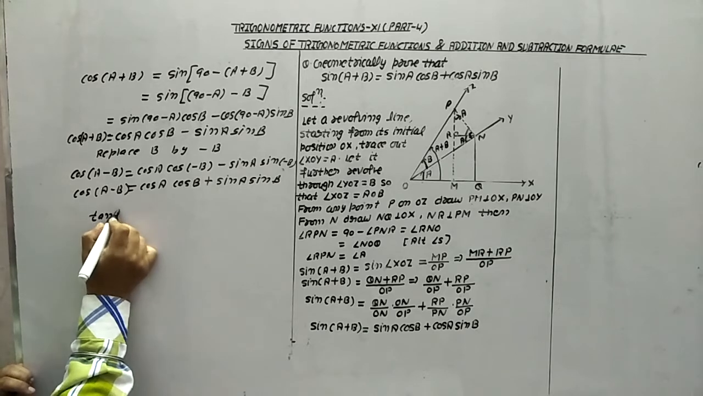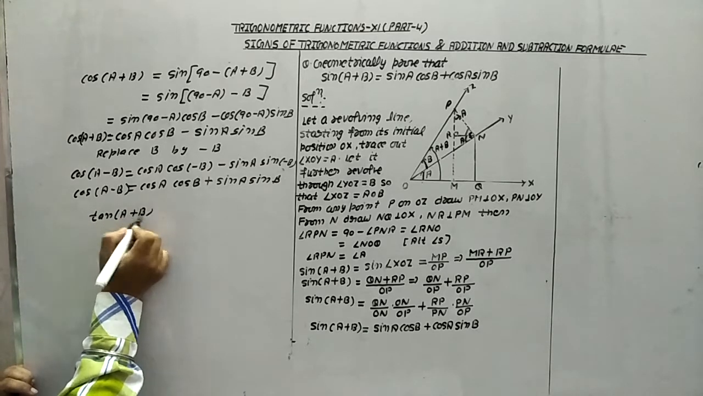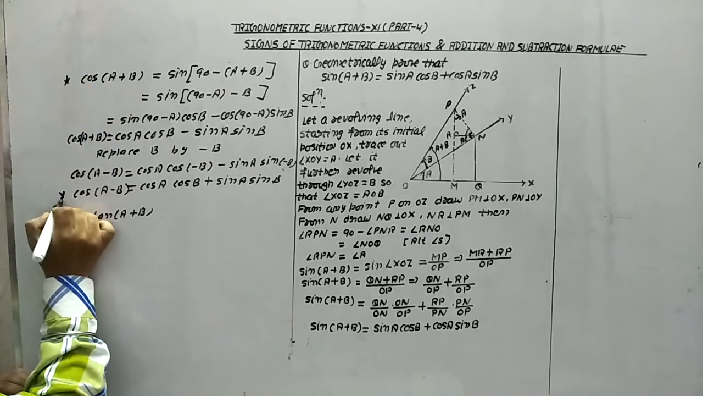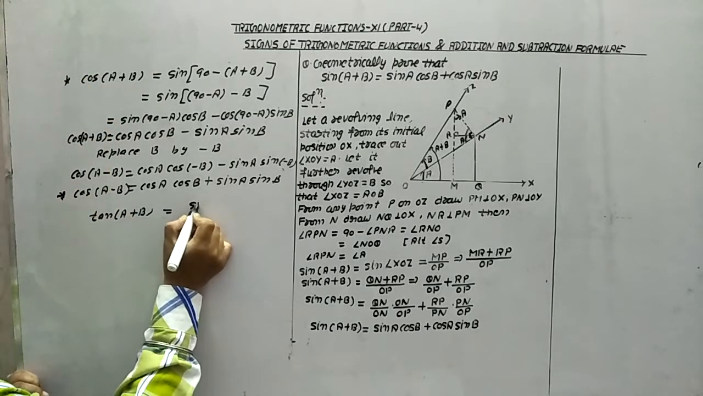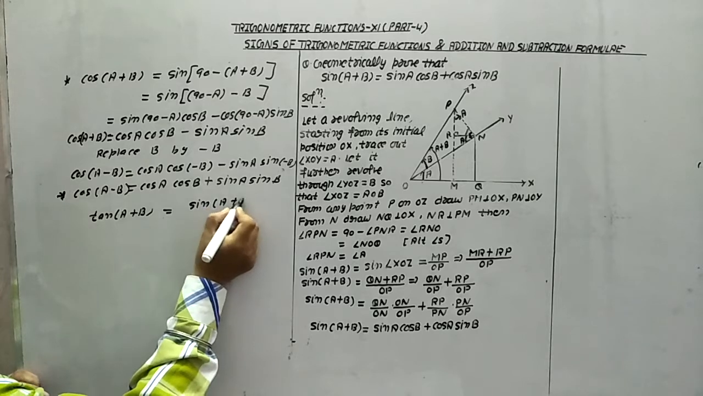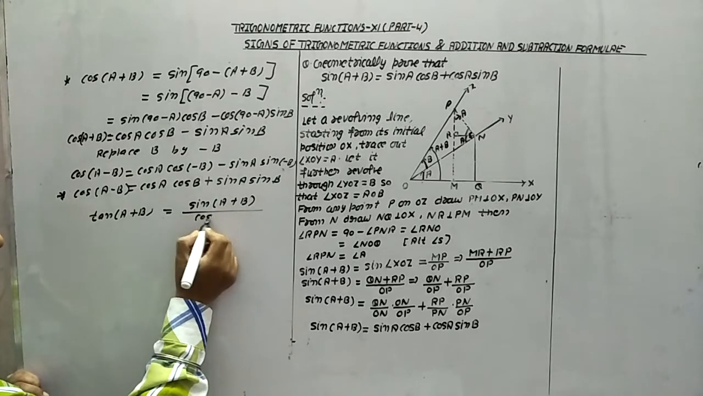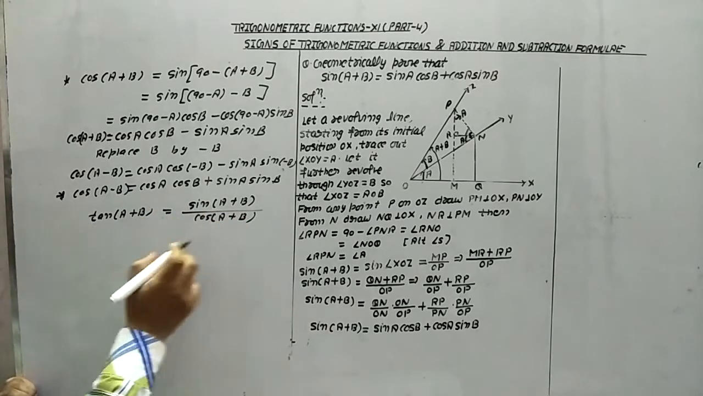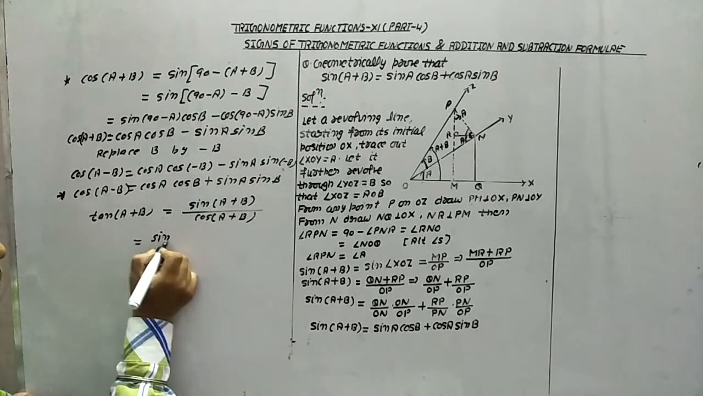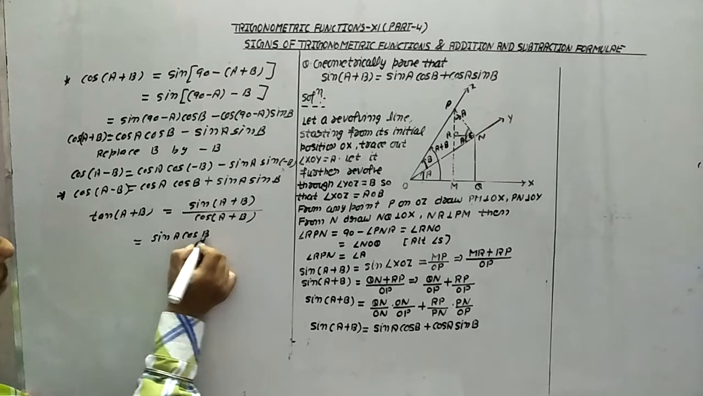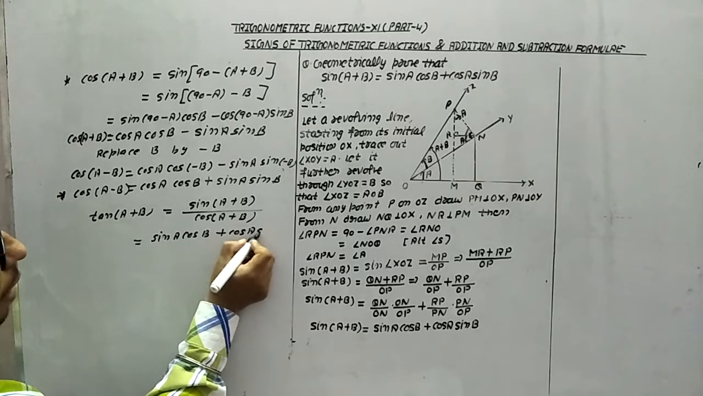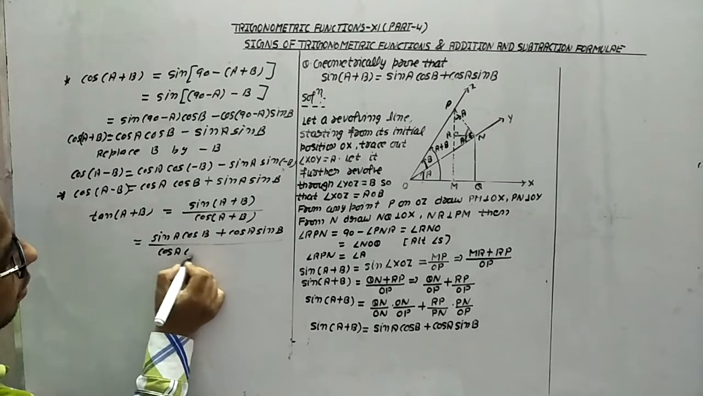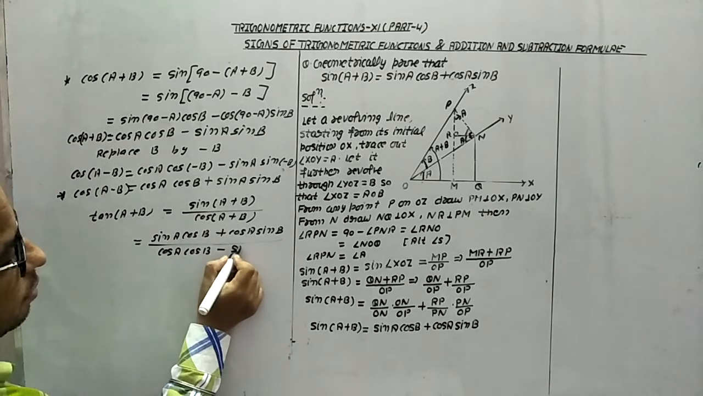Now we have to find out tan(A+B). How will we do it? Look at this thing. tan(A+B) means sin(A+B) upon cos(A+B), because we know very well tan θ equals sin θ upon cos θ. Now sin(A+B) means sin A cos B plus cos A sin B, and cos(A+B) means cos A cos B minus sin A sin B.